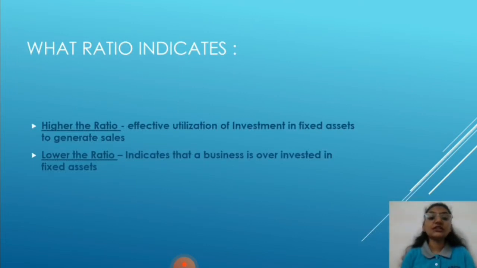So what does this ratio indicate? If the fixed asset turnover ratio is higher, it indicates effective utilization of investment in fixed assets to generate sales. And a lower fixed asset turnover ratio indicates that a business is over invested in fixed assets. So there is less revenue generation as compared to the investment in the fixed assets of the company.